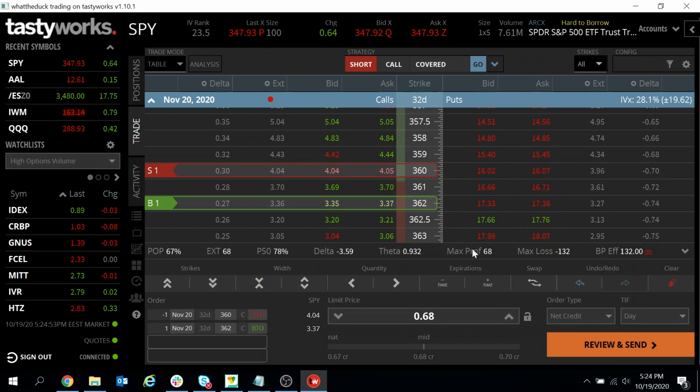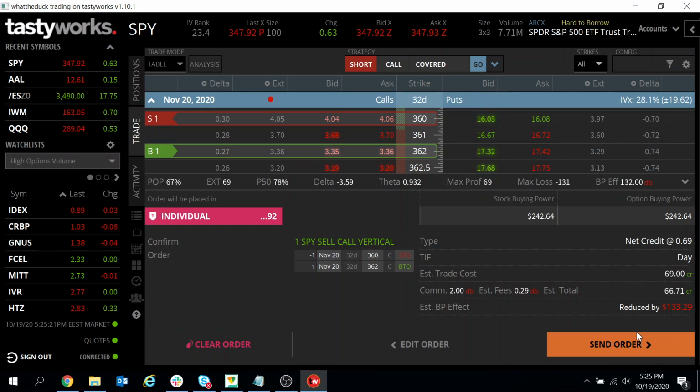So it's, again, the credit we collected minus the spread between the two calls that I'm selling. Again, it's a $2 wide spread. We're collecting 69 cents, 70 cents per share, so it's $70, and our max loss is 132, 131, which is our buying power requirement as well.